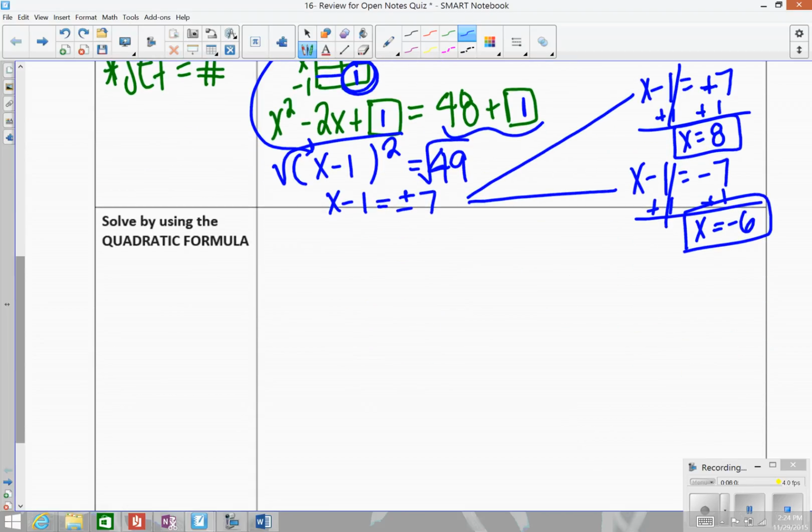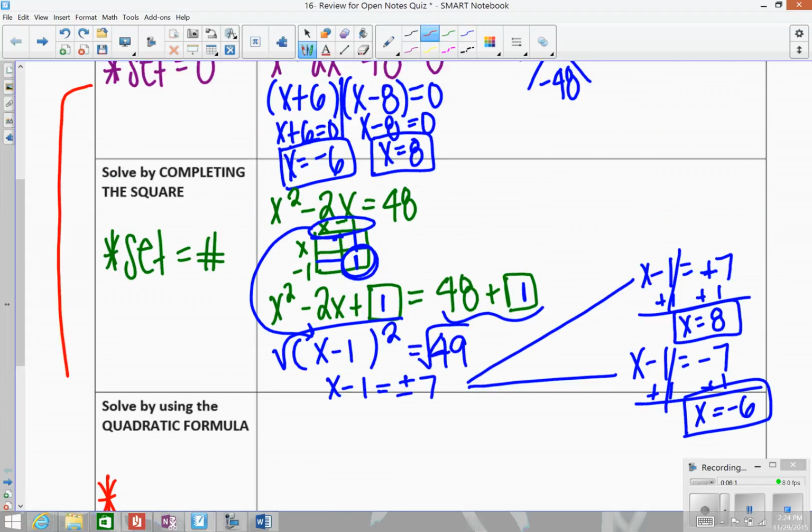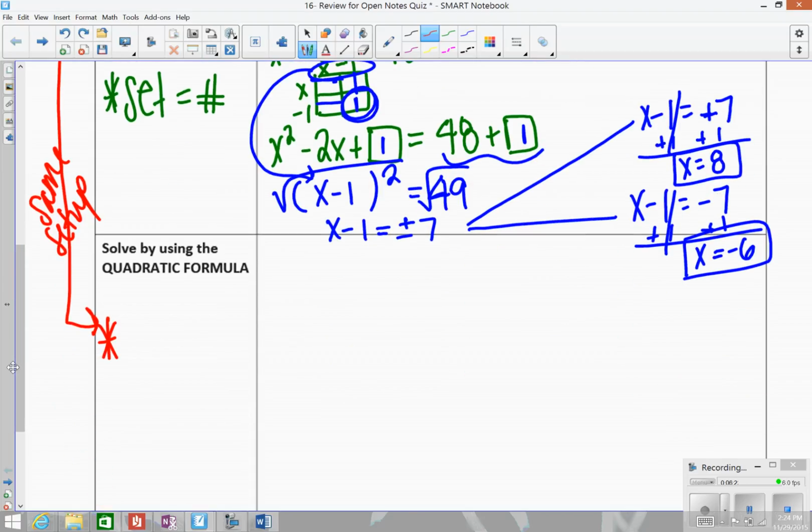So this was the last thing that we learned. So quadratic formula is just like when you solve by factoring. You got to have the same setup for these two. I'm just going to make a note. Same setup. Where completing the square is the one that's a little bit different. So for quadratic formula, you got to have it set equal to 0. It's got to be in standard form.